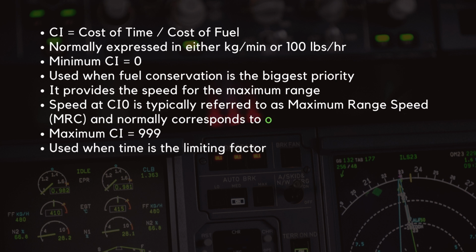The speed at cost index 0 is typically referred to as maximum range speed, MRC, and normally corresponds to green dot speed. The maximum cost index value is 999. This is used when time is the limiting factor.